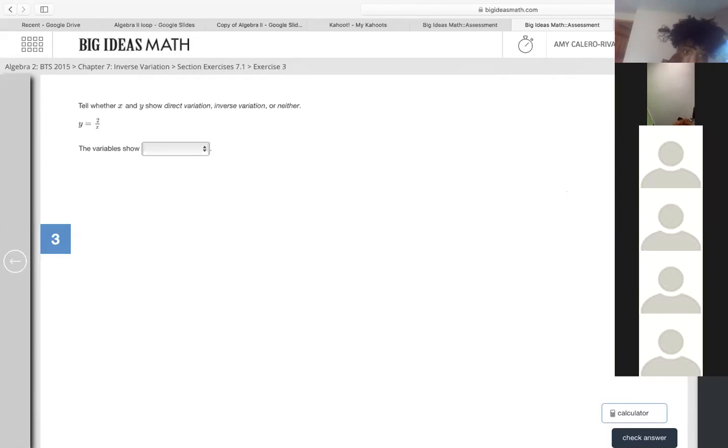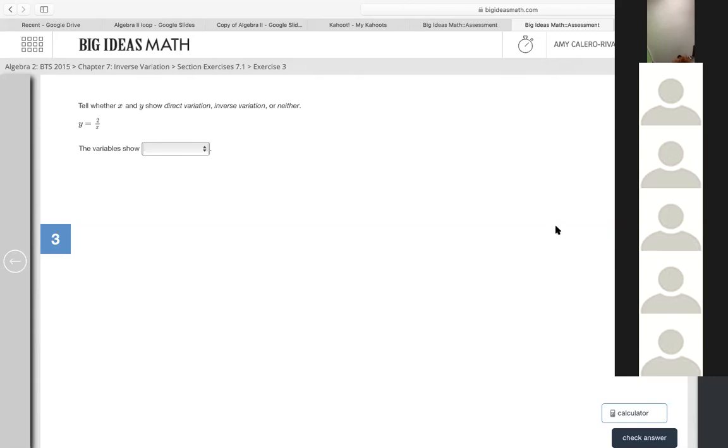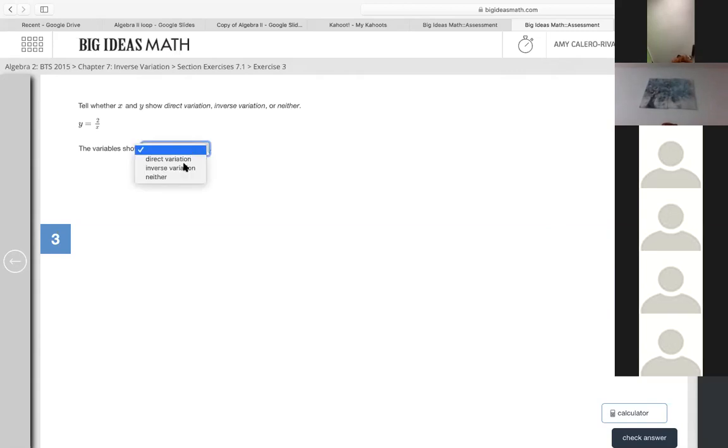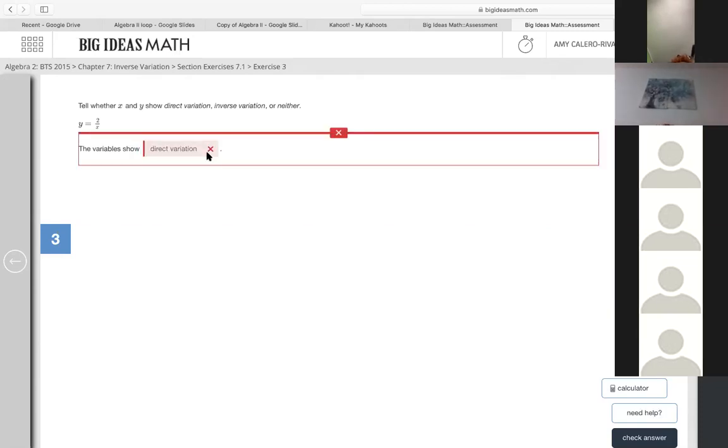All right, Ethan, what type of variation is this, do you think? Direct. Direct? Okay, let's see if you're right. So let's go with direct. And then at the bottom right here, it says check answer. So that's wrong. And the reason why it's wrong is because for direct variation, your constant and your x need to be multiplied together. And right now they're divided. So let's try it again.